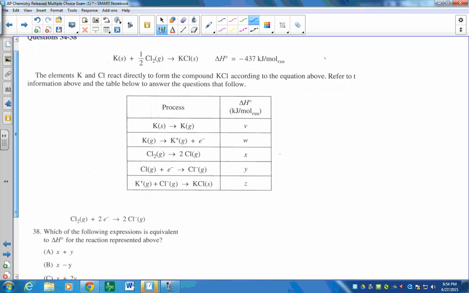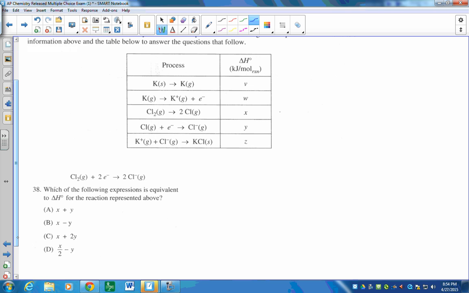Now, this is a Hess's law problem. So if you look at this, I want Cl2 on the left-hand side. Cl2, that's this one. Okay, I need this to be here, and I need 2 Cl to be on the right-hand side. So I'm going to have to double this.